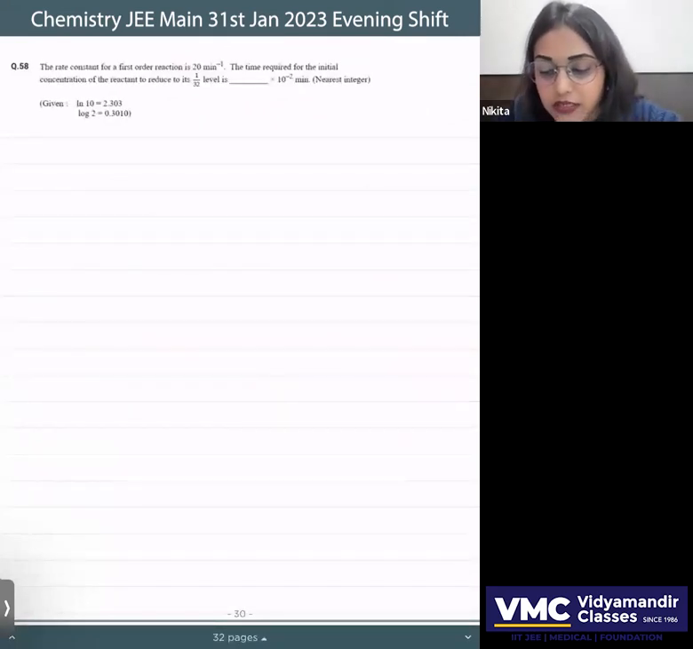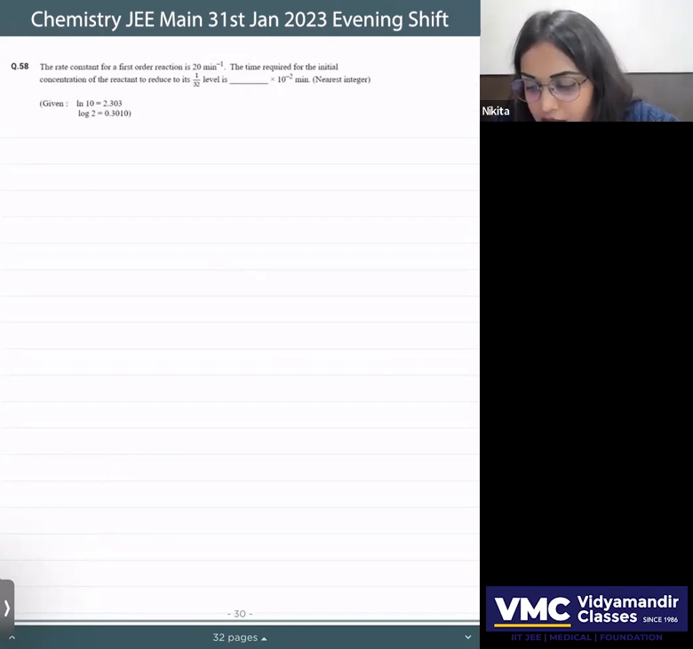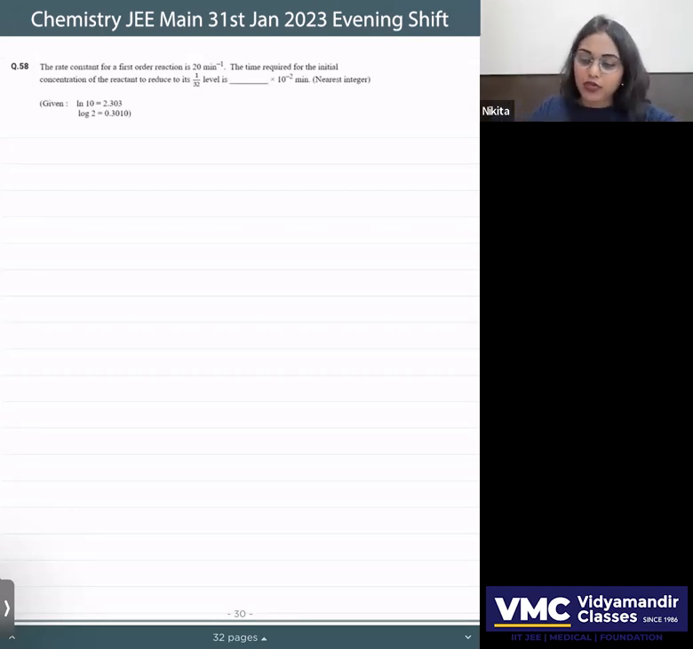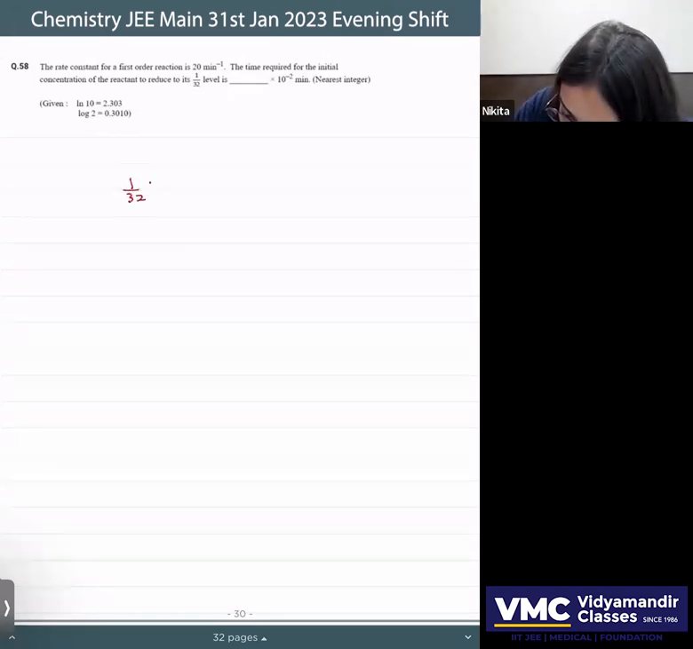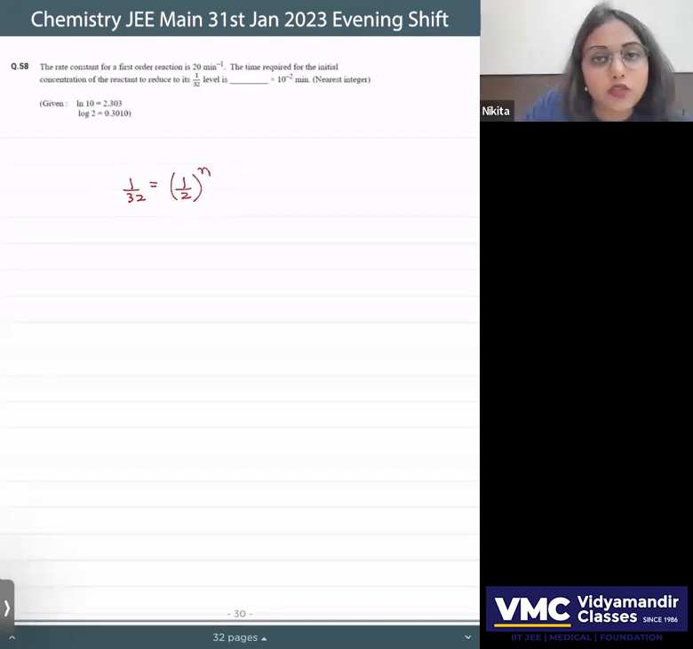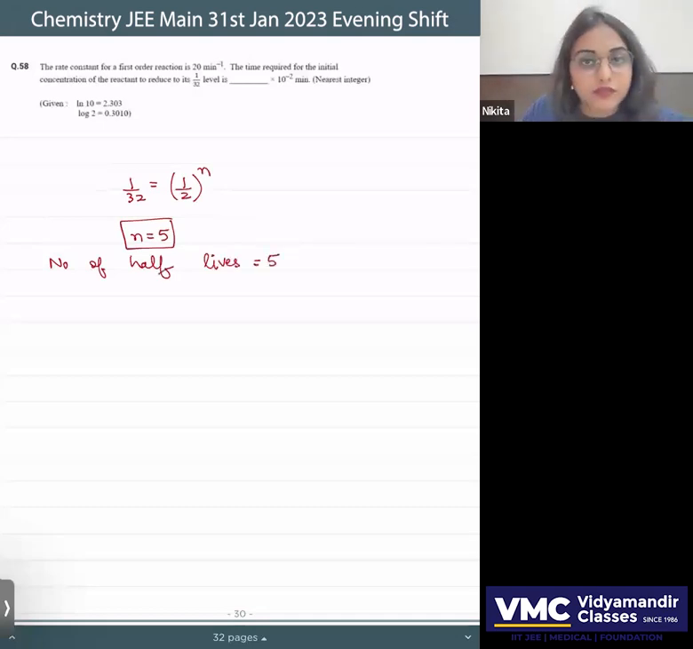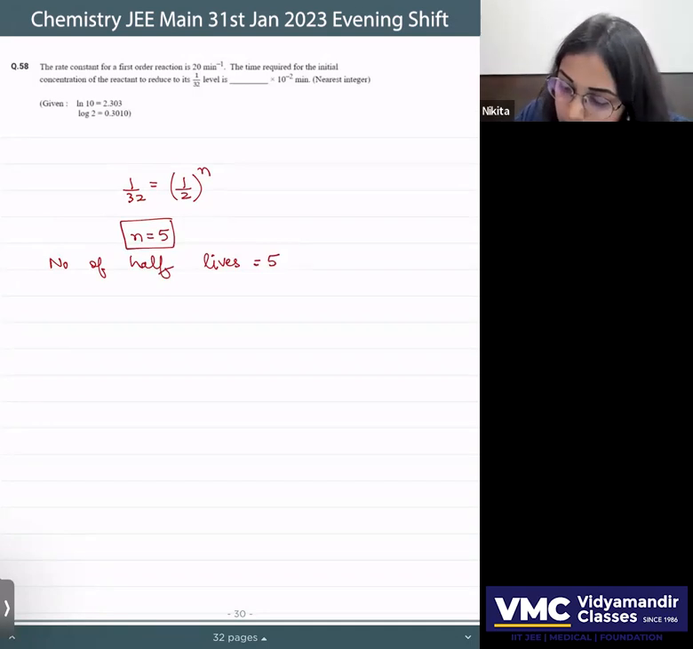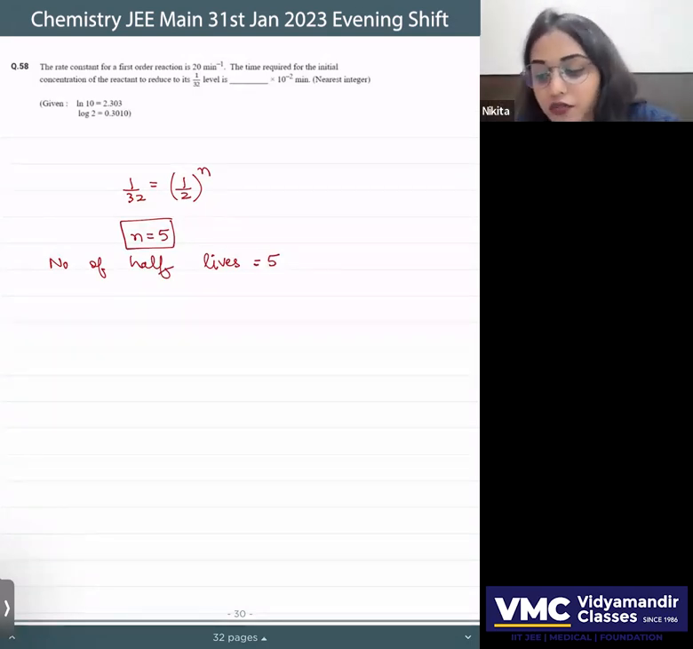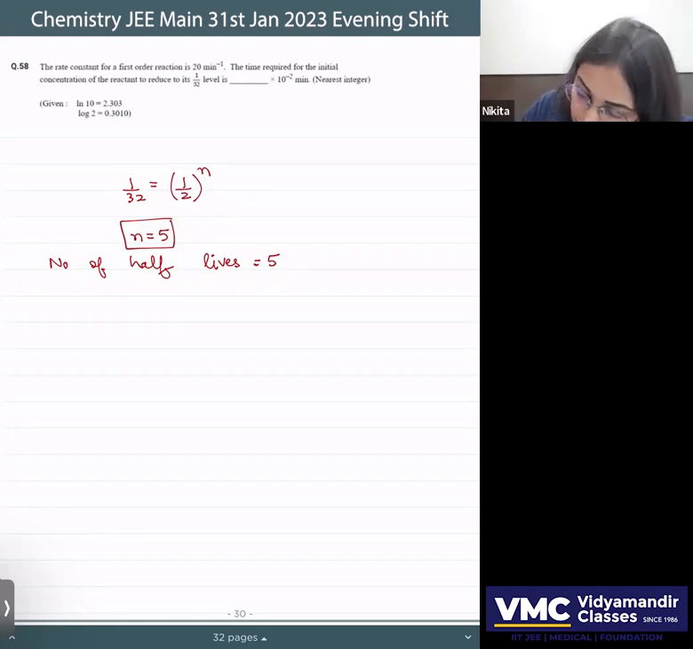Next, the rate constant for a first order reaction is 20 per minute. The time required for the initial concentration of the reactant to reduce to its 1 by 32 level is. Okay. So first of all, we'll calculate the number of half-lives. That will be this. As per this formula, and n will come out as 5. So the number of half-lives is 5. Okay. So we have to calculate the time required for initial concentration of reactant to reduce to its 1 by 32 level.